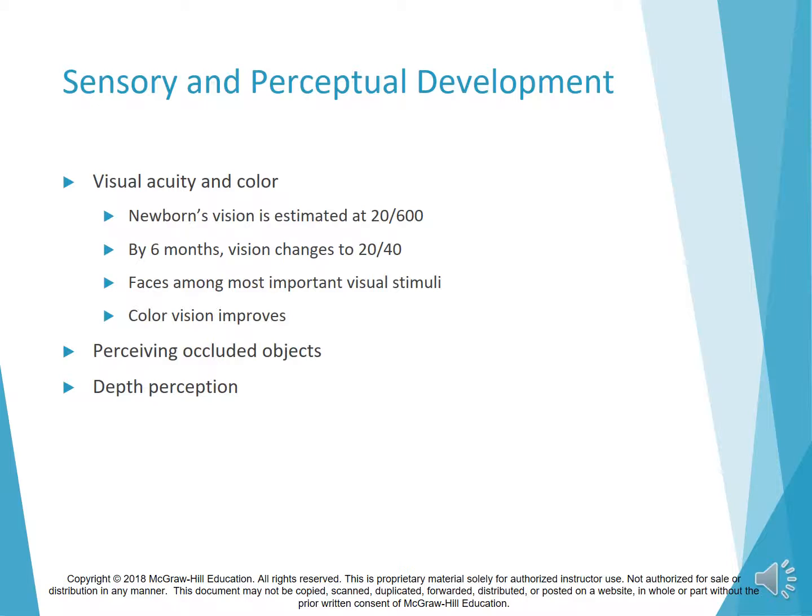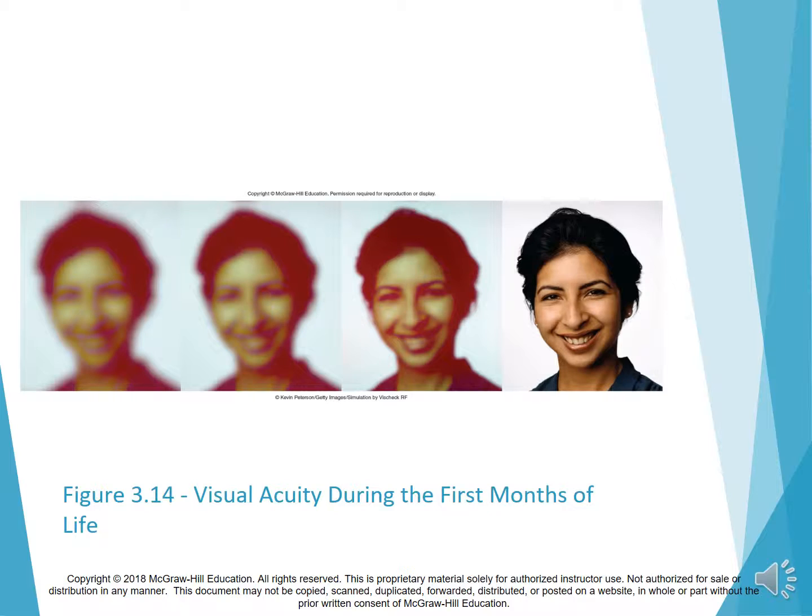So by 6 months, that vision gets much better. And you can see an example of this in the next picture. So the first picture being what a baby would see as a newborn and the last one as they develop their eyesight, which would be 20/20.